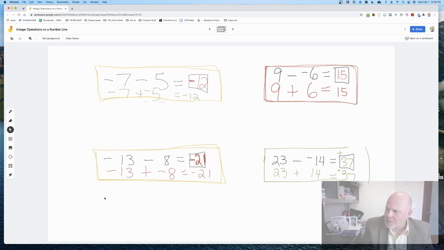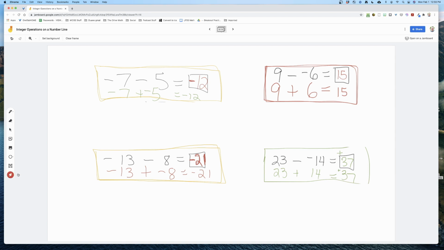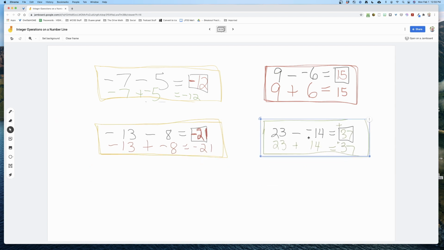As we look at it, we can start to see that there's something going on. What is happening in every instance of these problems? Well, what do we notice about the first number every single time? The first number always stays the same, doesn't it? So I'll write that down. First number stays the same. All right, what else do we notice?